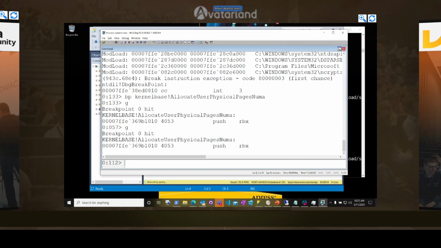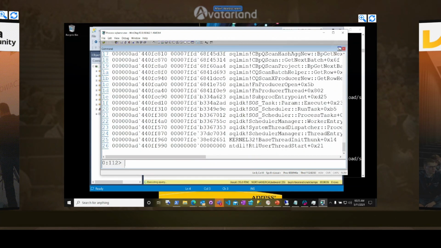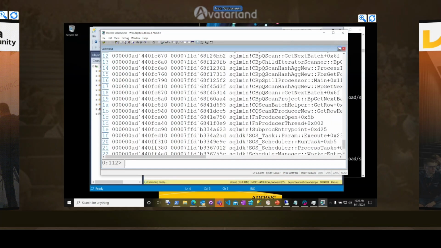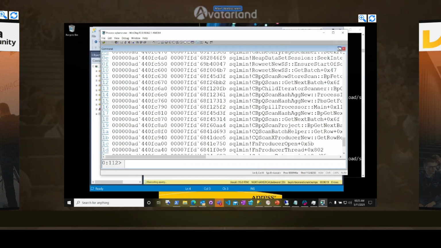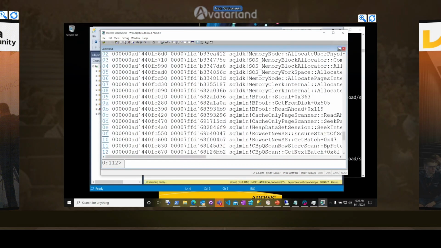Now, what does it look like from a code point of view as we're allocating memory? I'll show what this looks like here. This is an example of a parallel query, and it's doing a scan of a table. As you go up the chain here, this is doing a read ahead in the buffer pool. So what we're doing is going to disk, reading in pages and pulling them into cache.